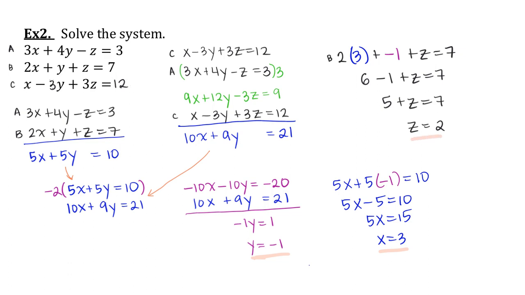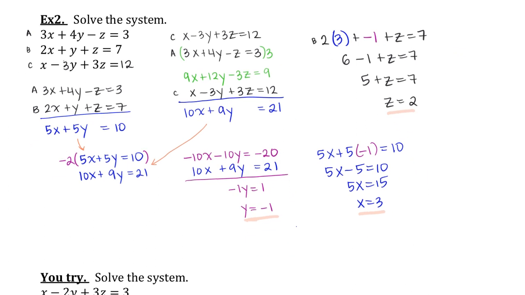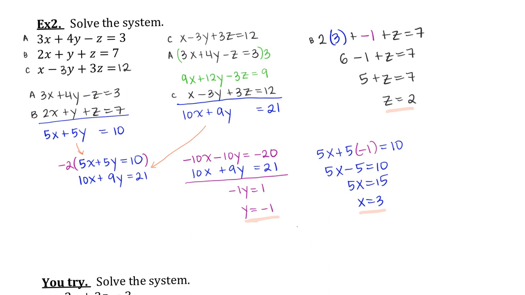Okay, so after all that, I got z is 2. Now, I'm going to still write my answer as an ordered triple. So what is x? X is 3, y is negative 1, and z is 2. Okay, so that's my final answer.